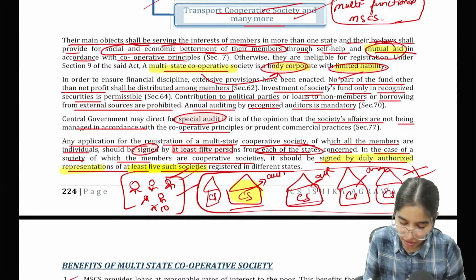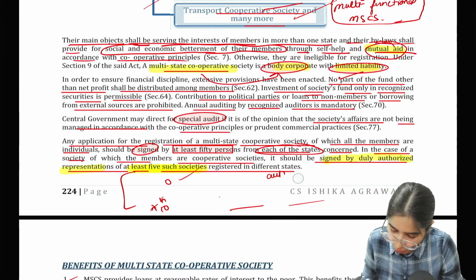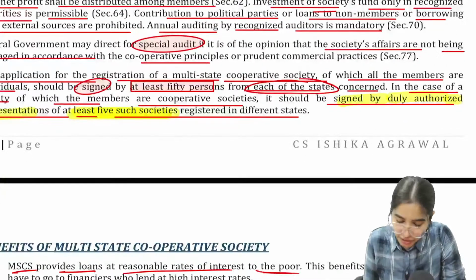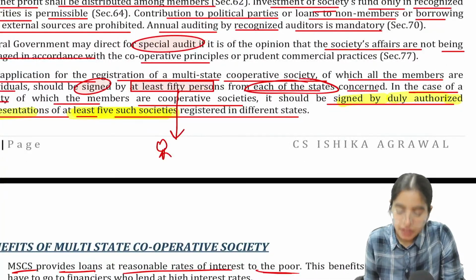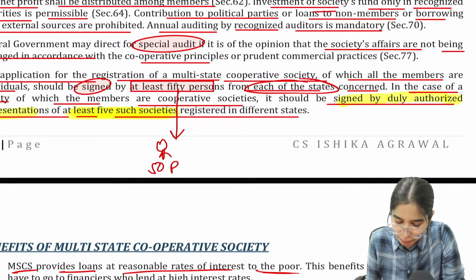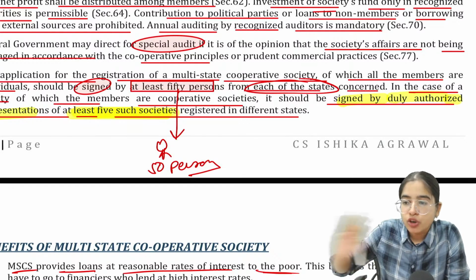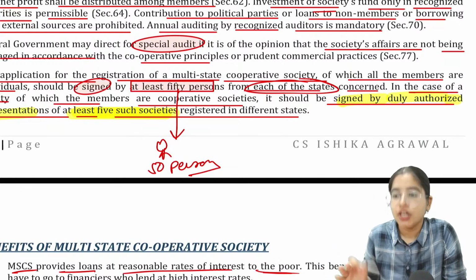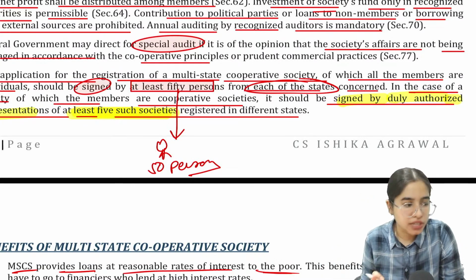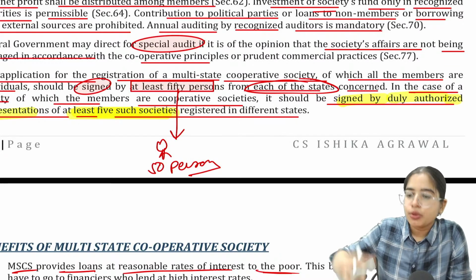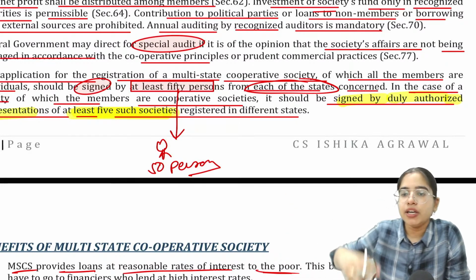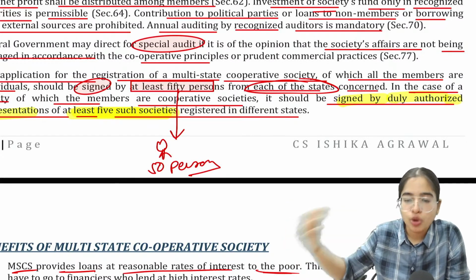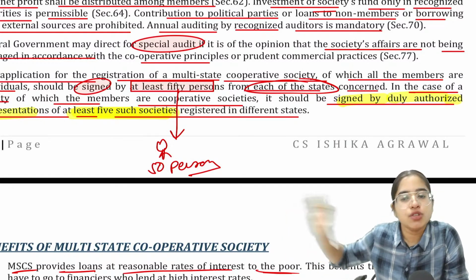So here another point is given: minimum how many members can form a multi-state cooperative society? If they are individual persons, there should be minimum 50 persons signing the application for a multi-state cooperative society. You want to form one, so you have to get registered with the government, with the central authority, the Registrar of Cooperative Societies.